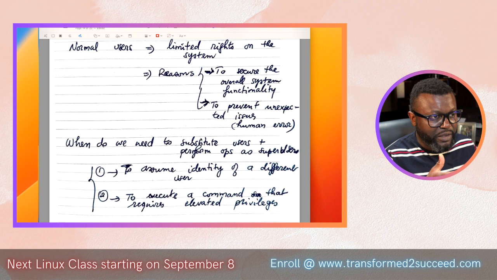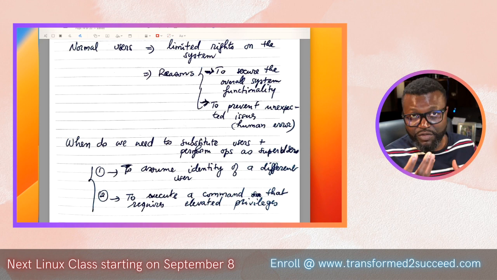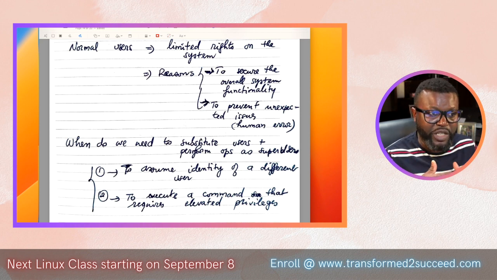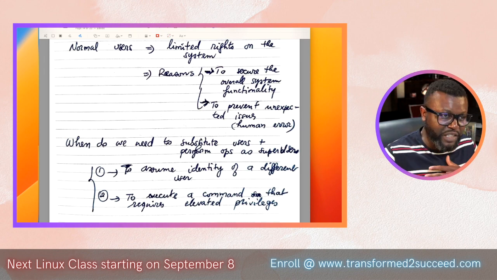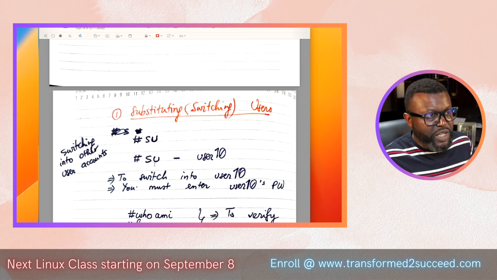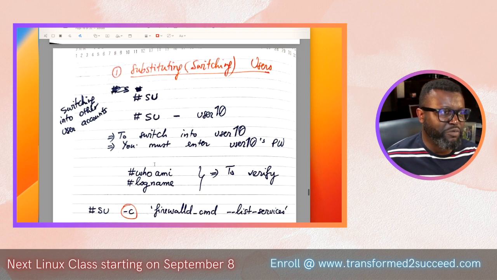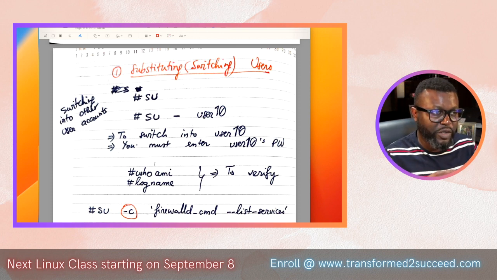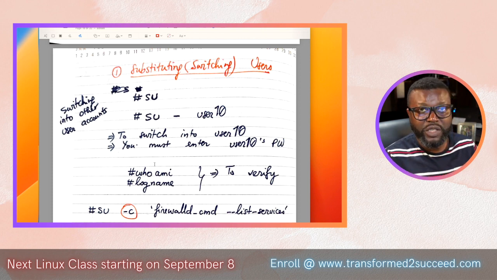So when do we need to substitute user? The reason could be several reasons, but we come down to these two here. Number one, to assume identity of a different user, and number two, to execute a command that requires elevated privileges. So substituting or switching users, we use the command as I showed you, su. So you can switch users to become user 10, user 20, or even to become root. And when you wanna become root, you only use the su space and then dash. So you're switching into becoming root, and you can verify who you are by using the command whoami or logname.